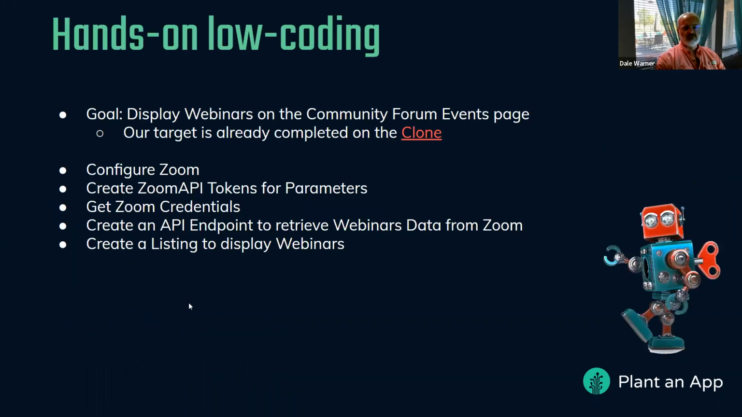So the goal, what we're going to do today, is to display our list of webinars on the community forum events page. Now, the events page doesn't exist, so we're going to create that, but we're going to post our webinars directly from Zoom and display them on the community forum. This is probably not something that's going to stay. This will just be more of a demonstration, but we'll do it, get it done, and show that it can be done. We have plans to expand the community forum to add an events page. It won't just be limited to webinars. So this is kind of an early piece of the puzzle.